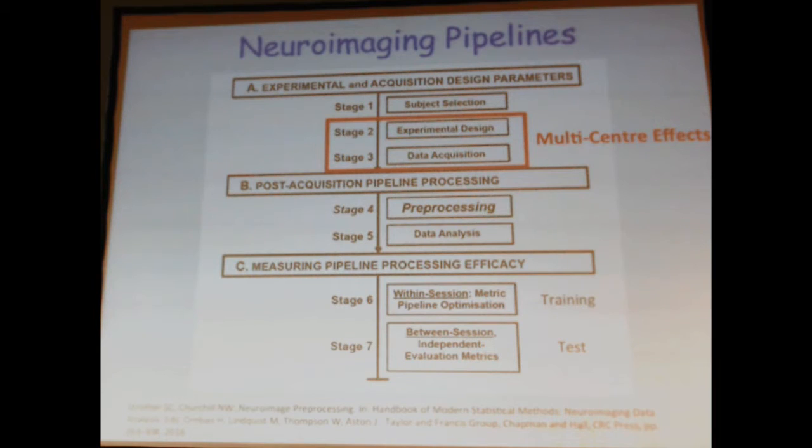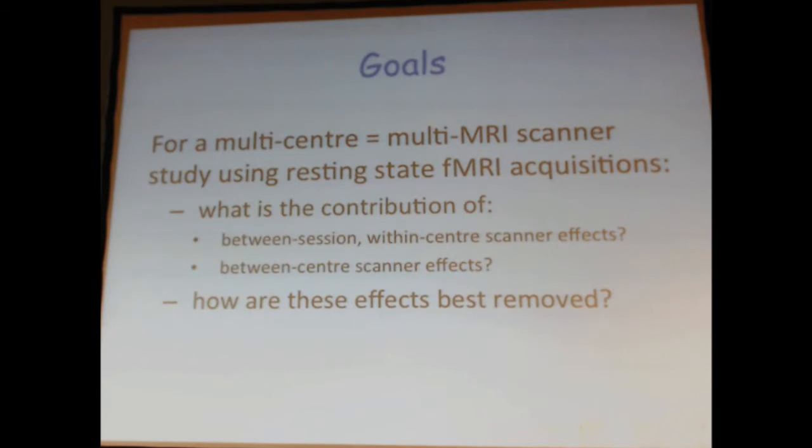And when I set up this diagram, which you see here, I didn't actually realize that we needed to worry so much about the scanner effects, or at least not in the way I now understand. So the goals for a multi-center or a multi-MRI scanner study, where our aim is to get resting state fMRI acquisitions: what's the contribution of between session, within center scanner effects, so the scanner stability type issues, and between center scanner effects, so scanner models, etc.? And how should these effects best be removed?